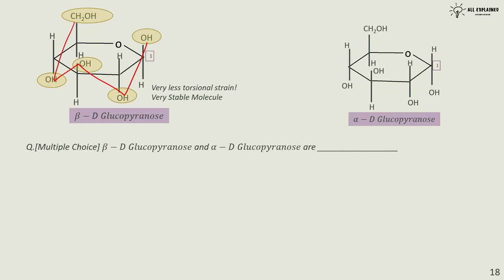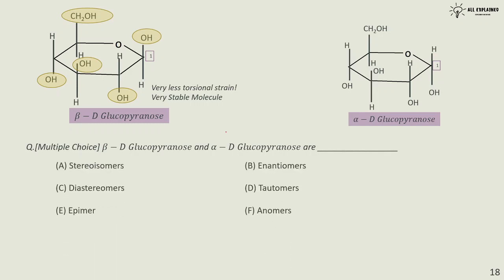Now comes the interesting question. Beta D-glucopyranose and alpha D-glucopyranose are, and you have these options: stereoisomers, enantiomers, diastereomers, tautomers, epimers, and anomers. Oh my god, this is very interesting. I always surprise myself. So, good options.